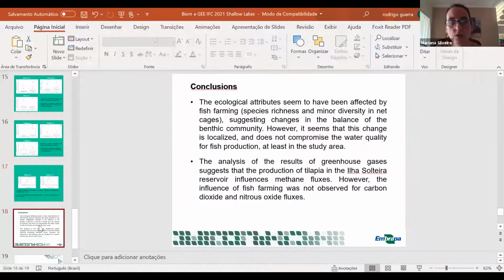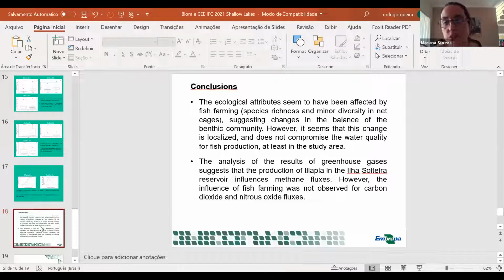So for conclusions, we saw that the ecological attributes seem to have been affected by fish farming, as we saw in the species richness and diversity in the net cage areas, which suggests changes in the balance of benthic communities as bioindicators. However, it seems that this change is localized and does not compromise the water quality for fish production, at least in the study area, because we saw water quality parameters that attained the limits of the CONAMA resolution. So the fishes were well. There was not any damage to the fish production.